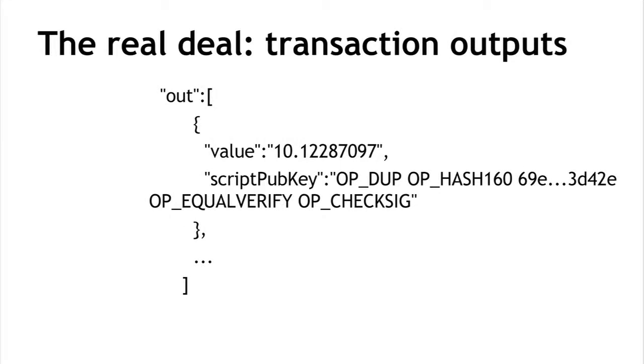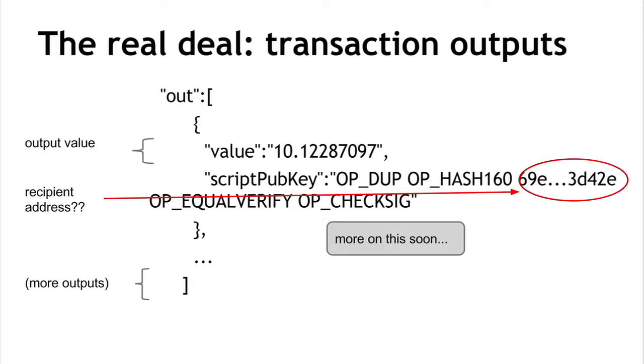And now the outputs have just two things. They have a value, so each output can have a different value. The sum of all the outputs has to be less than the sum of all the inputs. And then there's this funny thing that looks like what we want to be the recipient address. Each output is supposed to go to a specific person or to a specific public key. There is some stuff in there that looks like it's the hash of a public key. But there's also some other stuff that looks like a script. And in fact, it is a script, and we'll talk more about that very soon.